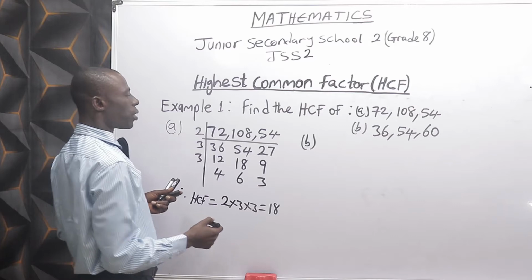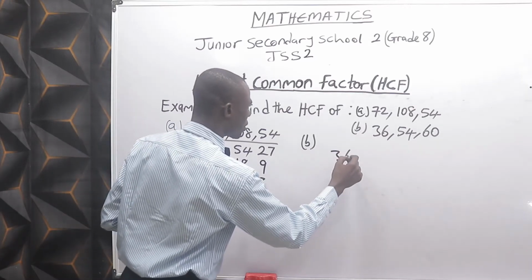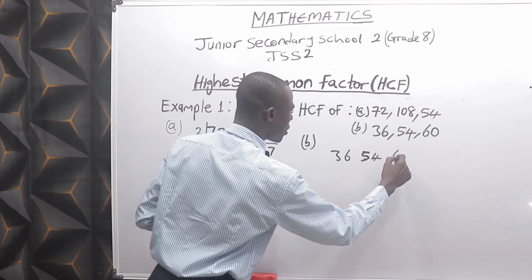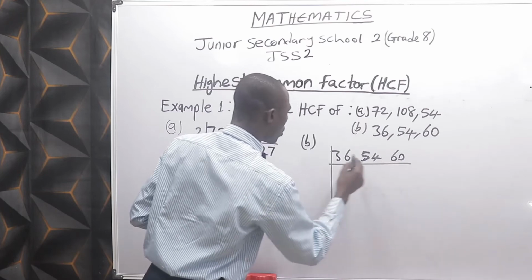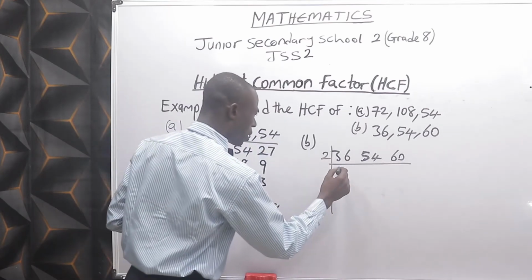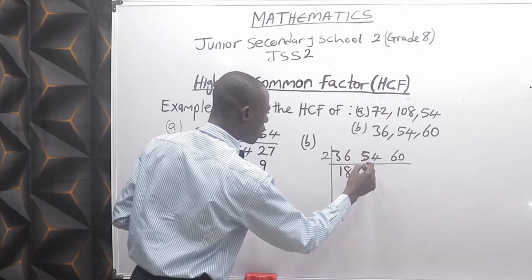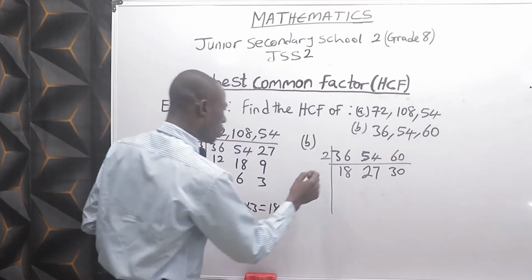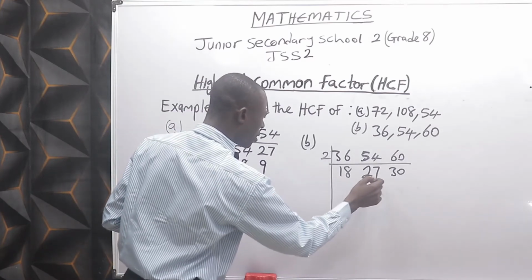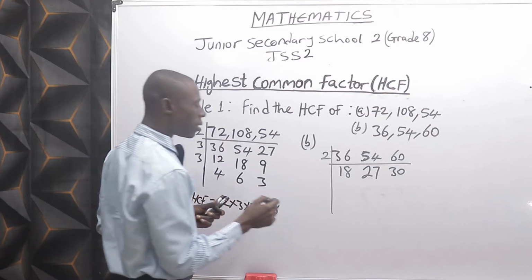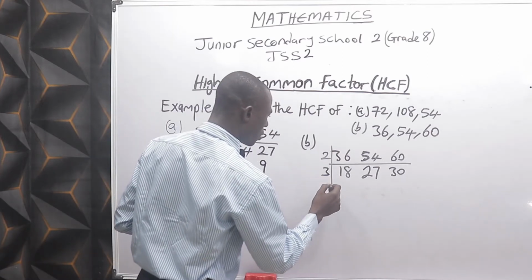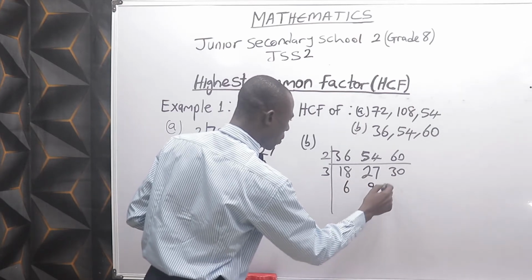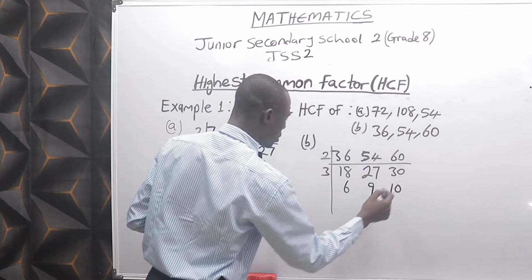For the second question, B, we have 36, 54, and 60. 2 goes in all, as you can see: 18, 27, 30. 2 goes in 18, in 30, but does not go in 27. Therefore, we use 3. 3 in 18 is 6. In 27 is 9. In 30 is 10.